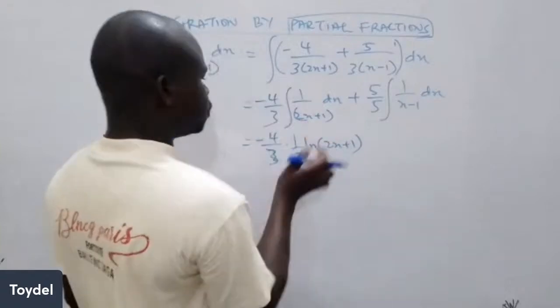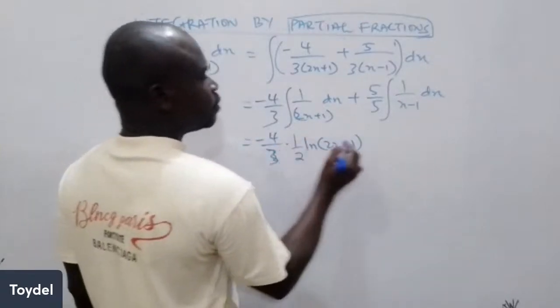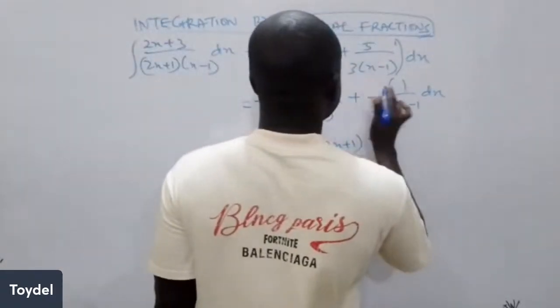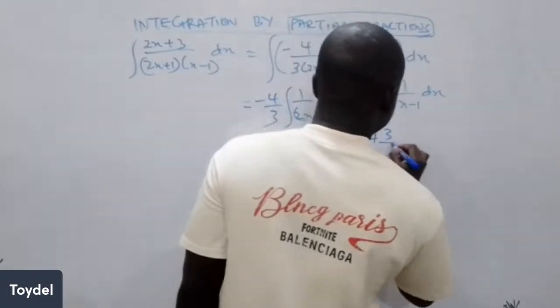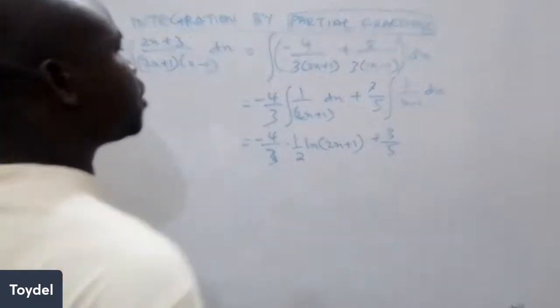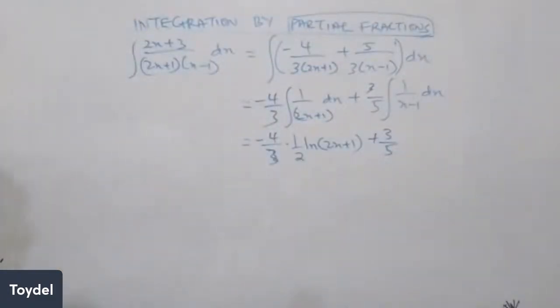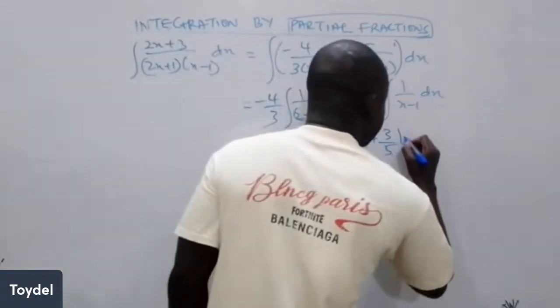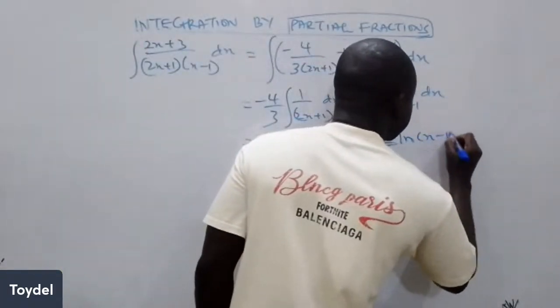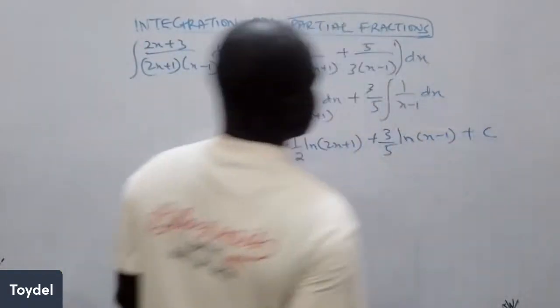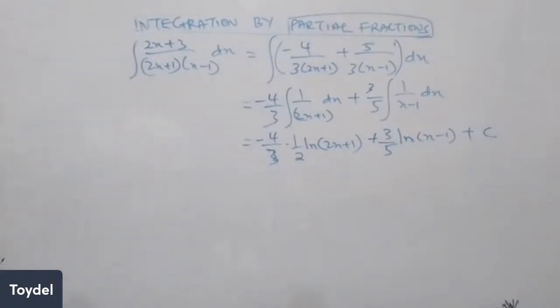Integration by substitution. You understand what I've done here. Plus, this is 3 over 5. This is 3 over 5 here. Then if I differentiate the denominator here, I'm going to have 1, so that has no implication. So this one will just be 3 over 5 ln(x minus 1) plus arbitrary constant. Of course, some people might decide to put in c, but the right thing to do is plus arbitrary constant. And that is the solution.